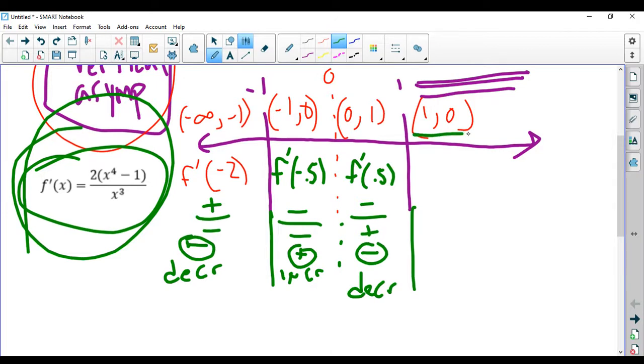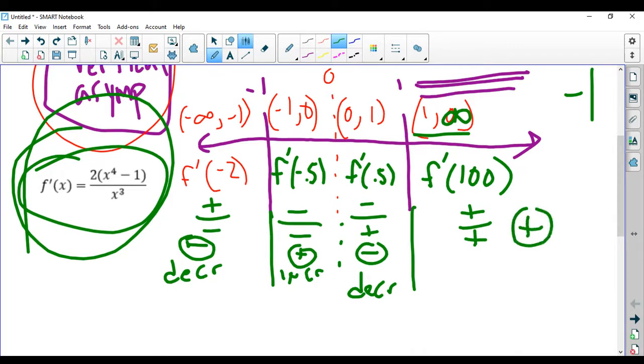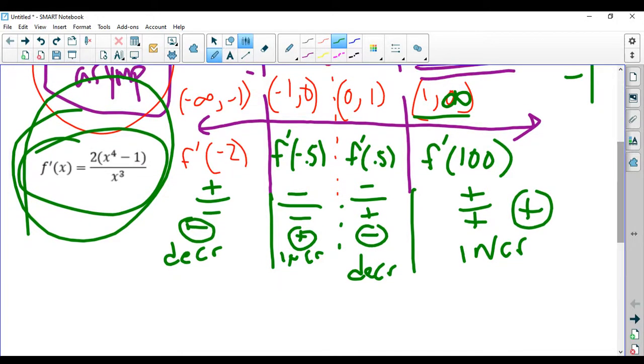And finally, from 1 to 0, or I put 1 to 0, I meant 1 to infinity. We'll call it a mistake. From 1 to infinity, you can use any number. Let's just use 100. Obviously, when you plug in 100 to the derivative, you'll get a positive up top and a positive on the bottom, which is positive over positive, which is positive. You have increasing. So now you can say it's decreasing from negative infinity to negative 1 and from 0 to 1, and then increasing from negative 1 to 0, and then again from 1 to infinity.